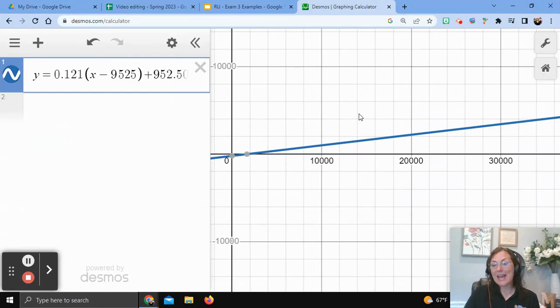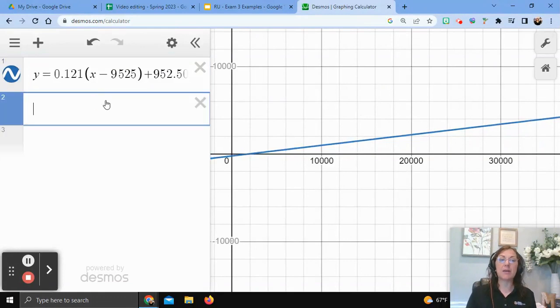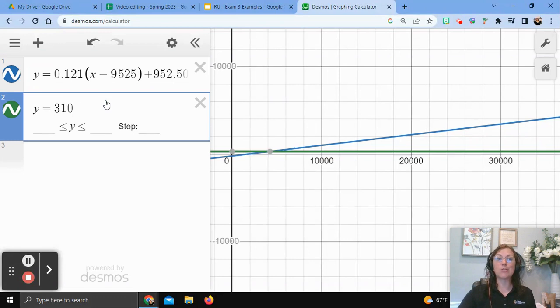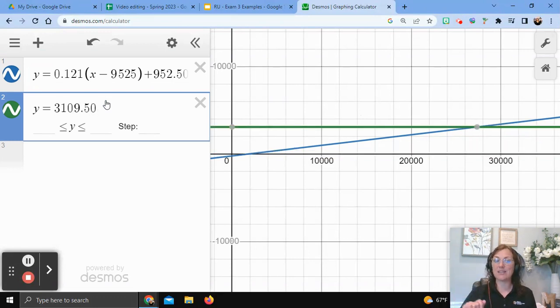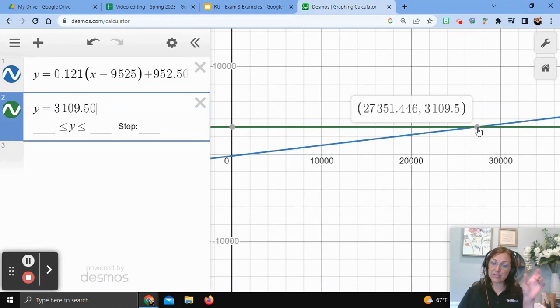Now, let's use the graph to help us answer E. On E, it asks us what was the income if the tax bill was $3,109.50. That's a y value. So what we can do is come in here to Desmos and say, okay, y equals 3,109.50. And you can see Desmos went ahead and drew a line for that, but it also gave us a dot right there. And that first value in this point is your answer.